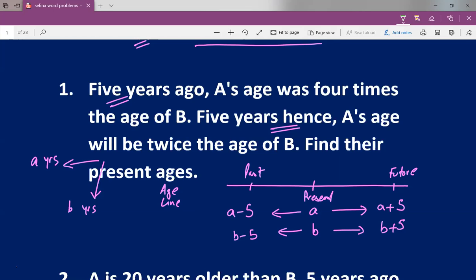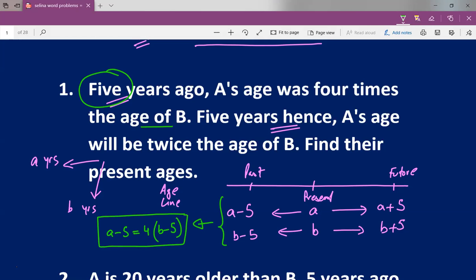A's age 4 times the age of B. This was 5 years ago. So the equation that we will get is that A, that is A minus 5, is 4 times age of B. Age of B is B minus 5. So this is my relationship 1.